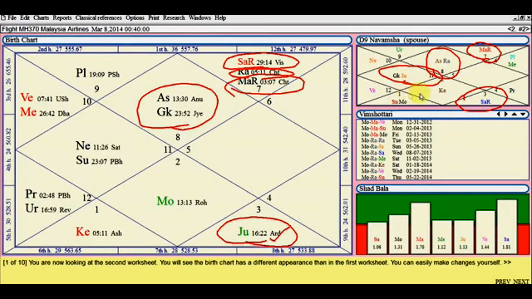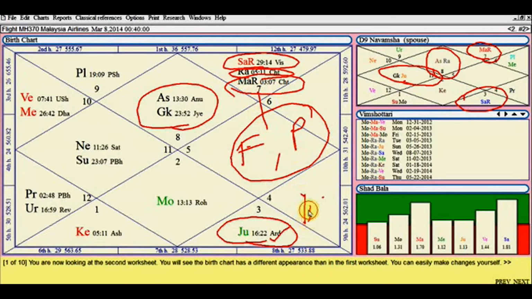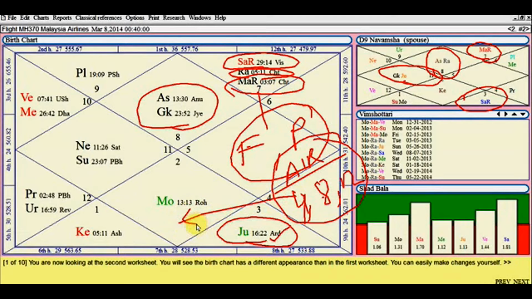So obviously all of this energy related to the flight, related to the pilot, is all involved in 4, 8, 12 and using the air element. So air element plus 4, 8, 12, what do you get? Loss in the air. Anyhow, this kind of thing happened.